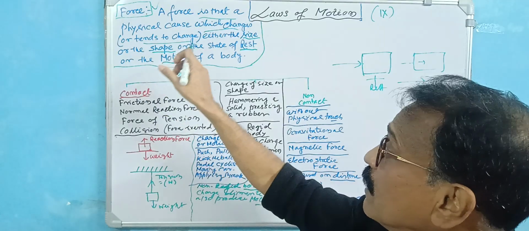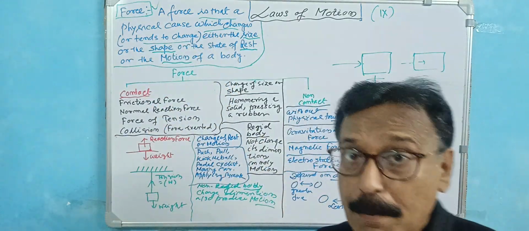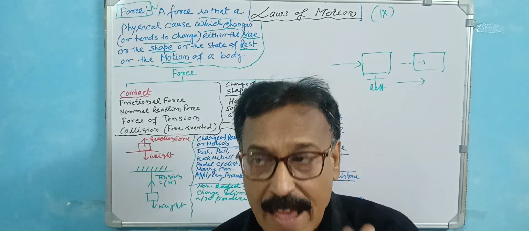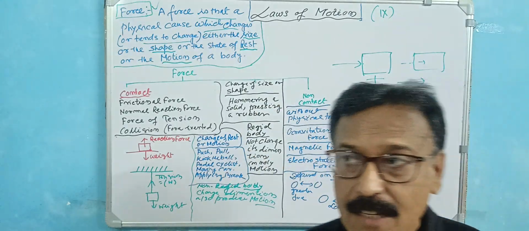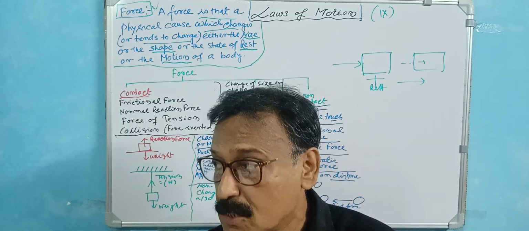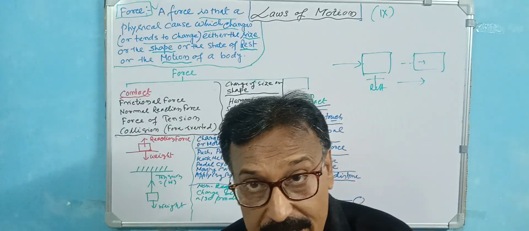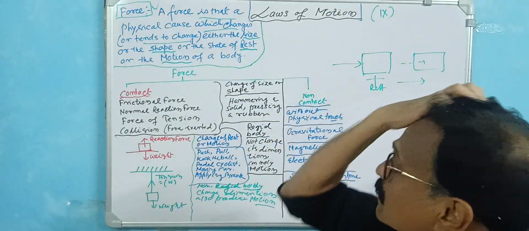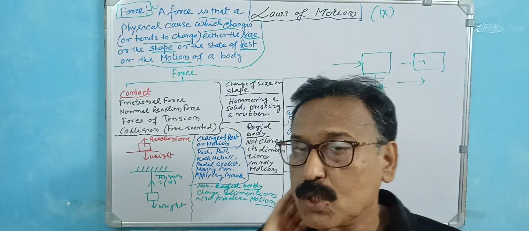So the first one is changing the size of the object, the shape of the object, its dimensions. And the very important thing: a vehicle at rest, if you apply something, it moves; or a moving object, if you apply something, it comes to rest. That is the basic concept of force. This is a very important idea of force.